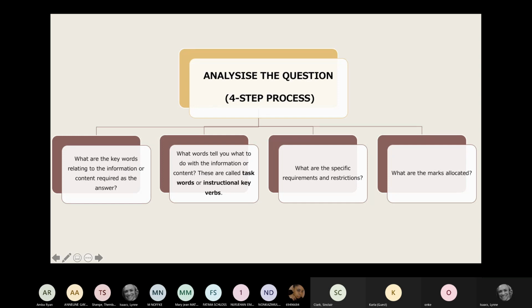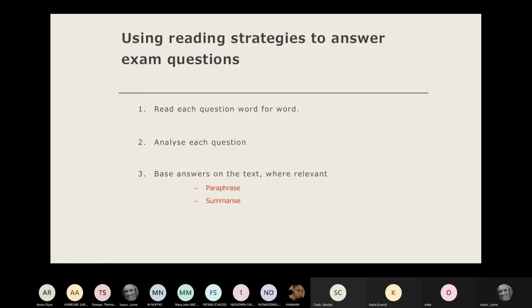I'll do that next time with you. We'll start off with that by analyzing the question in order for us to understand the question. And then once we have identified where the answer is, we base our answer on the text and we paraphrase the information. In other words, if the answer's in the text, then we take that information, but we write it using our own words. In other words, we paraphrase the information. Any comments or questions there?